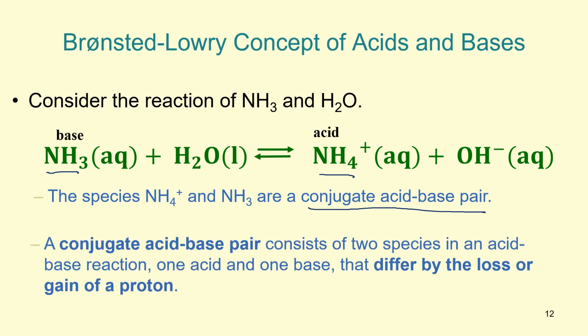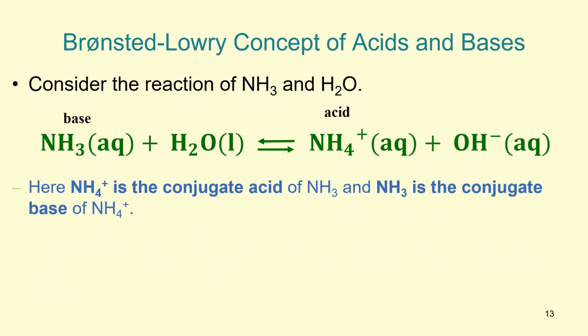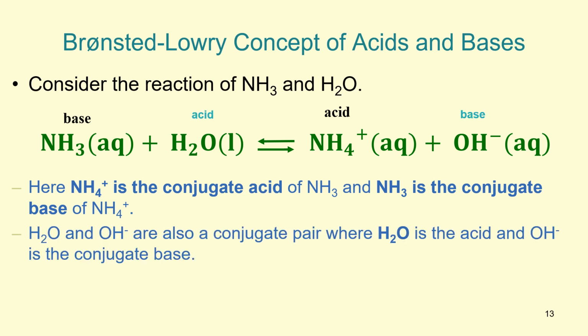Okay, so just what I said, a conjugate acid-base pair consists of two species in an acid-base reaction, one acid and one base, that differ by the loss or gain of a proton. So they only differ by an H+. In the same sense, NH3 and NH4+ are conjugates of each other, and H2O and OH- are conjugates of each other. H2O is the acid because it has the extra H+. OH- is the base because it's missing the H+. So they are conjugates of each other. So we have conjugate acid-base pairs.